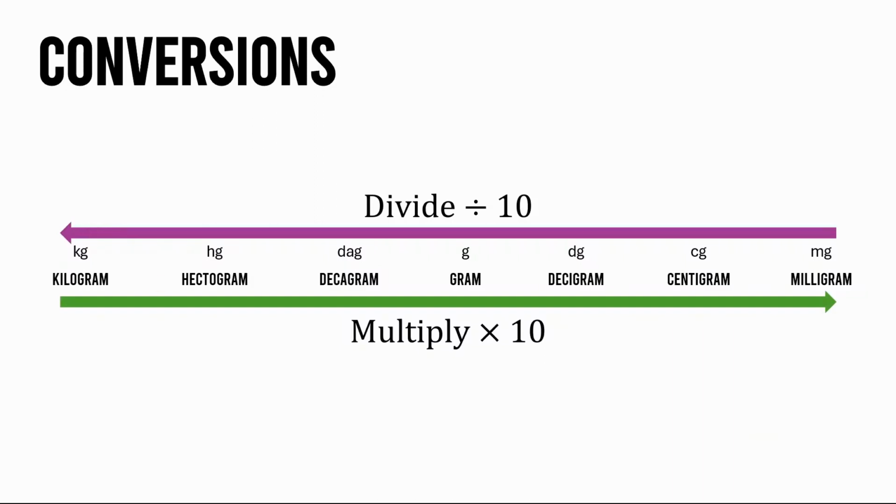For example, to convert kilograms to grams, we need to multiply by 10 as many times as there are positions between the two units. On the contrary, to go from grams to kilograms, we have to divide by 10 as many times as there are positions up to the kilogram.